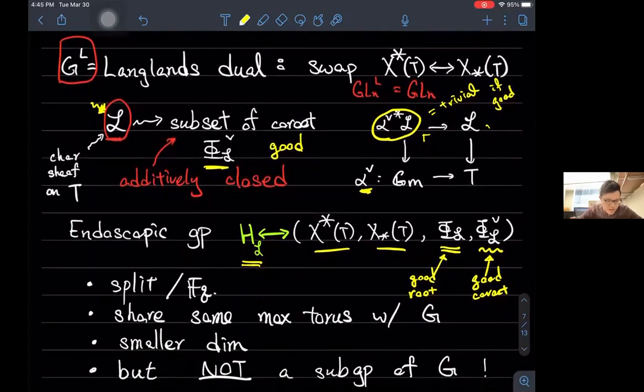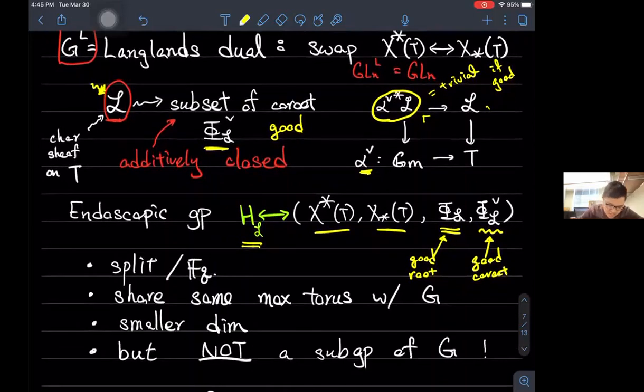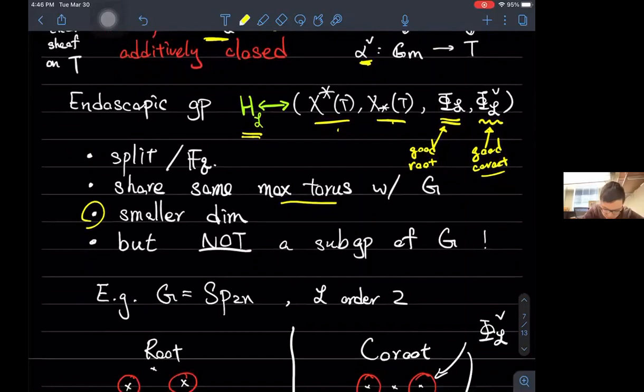So it is a split reductive group over F_q. And since I choose the same torus, same character and cocharacter lattices, it has the same maximal torus as G. And since the good coroots are a subset of the coroots of G, it has smaller dimension. But let me make a very important remark. This endoscopic group is not a subgroup of G. Let me illustrate it with an example.